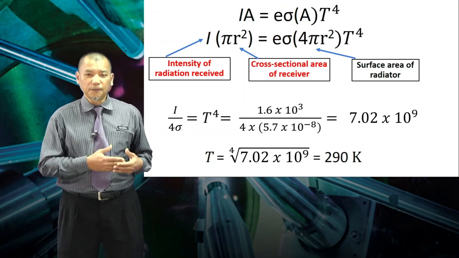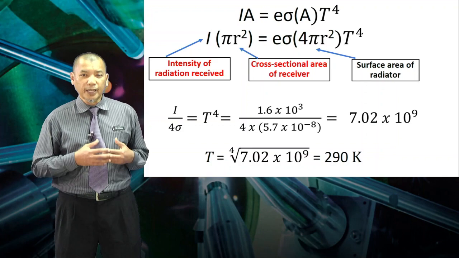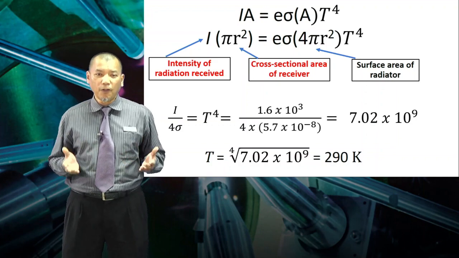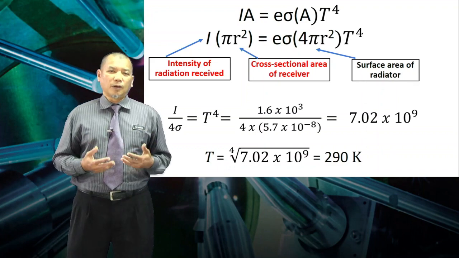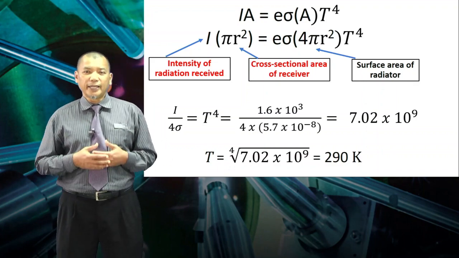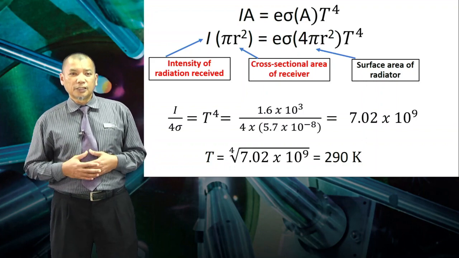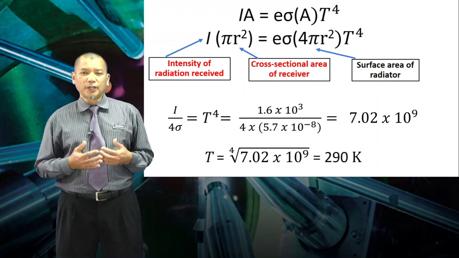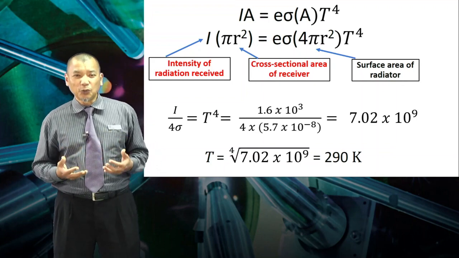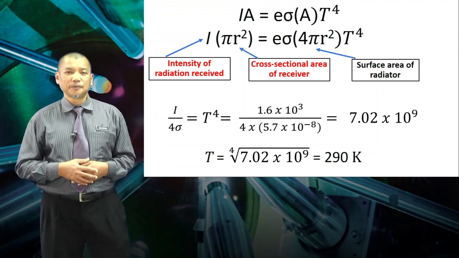For this case, receiver and radiator are the same object. That is why we cancel off pi r squared for both sides. Now, T to the power of 4 is equal to intensity per 4 sigma. Substitute all the magnitudes given. We come out with the answer of T equal to 290 Kelvin.